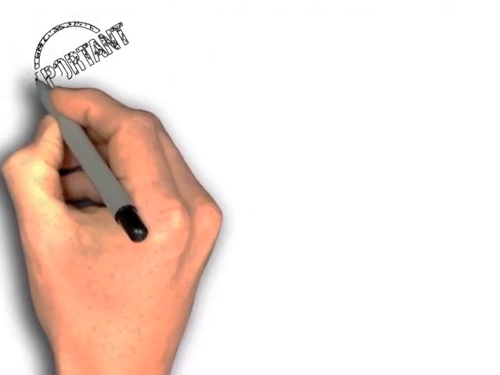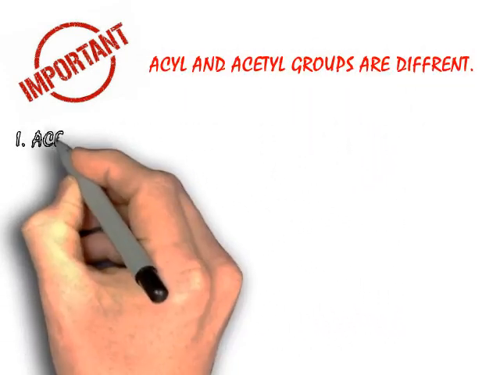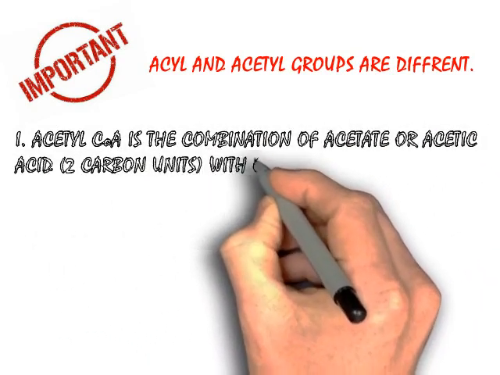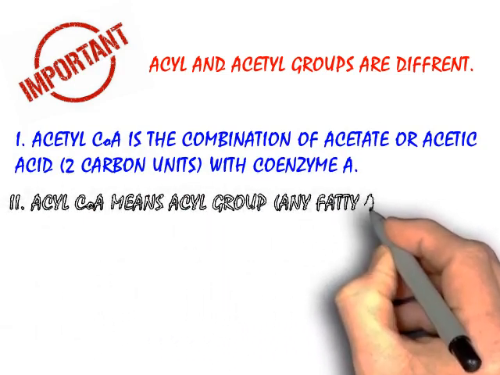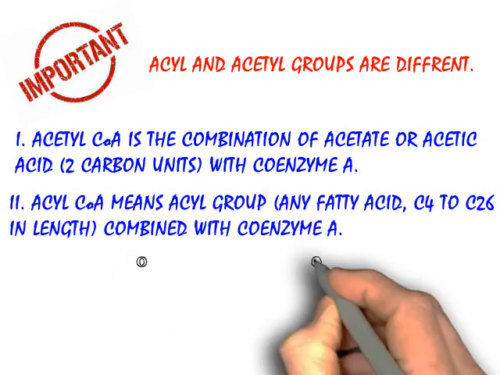Now this is a very important point. Please pay attention that the acyl and the acetyl groups are totally different. The acetyl group is the combination of acetate or acetic acid, that is a 2 carbon unit, with coenzyme A, whereas acyl-CoA means the acyl group, any fatty acid from C4 to C26 in length, combined with coenzyme A.